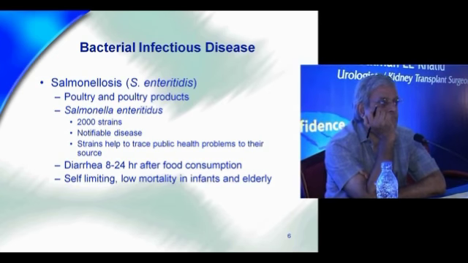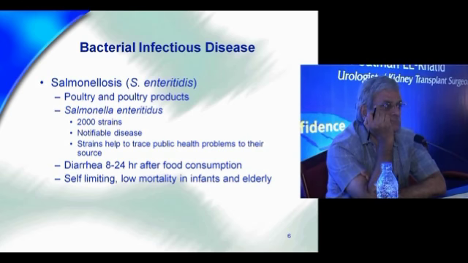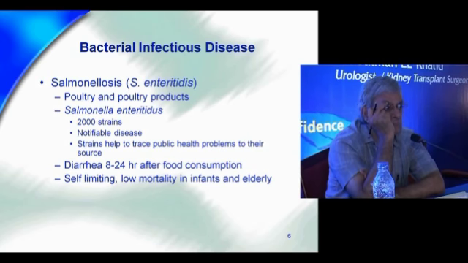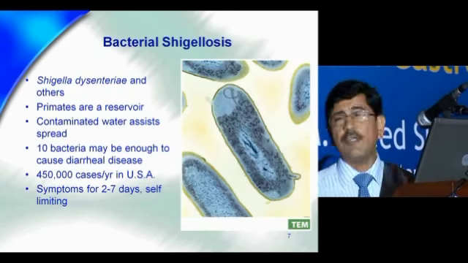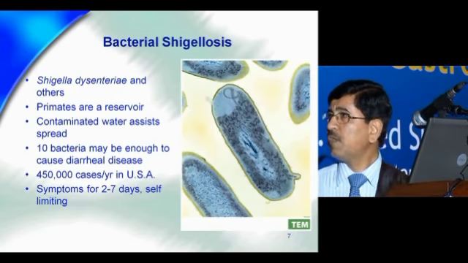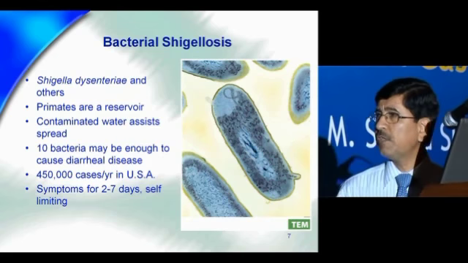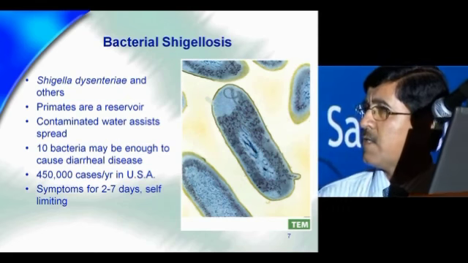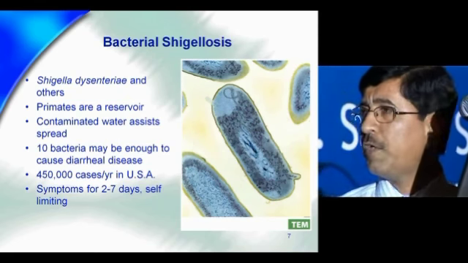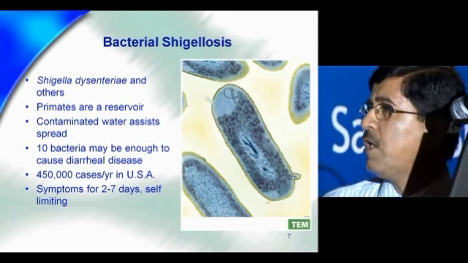Another organism is Shigella, causing Shigella dysentery. Primates are the reservoir for these infections. Contaminated water and food substances assist in the spread of the infection through the orofecal route. Ten bacteria may be enough to cause diarrheal disease. This is the smallest dose possible of the organism which can produce the disease.